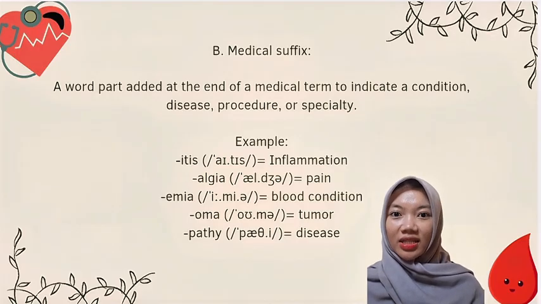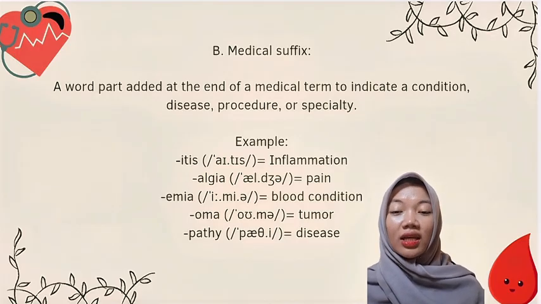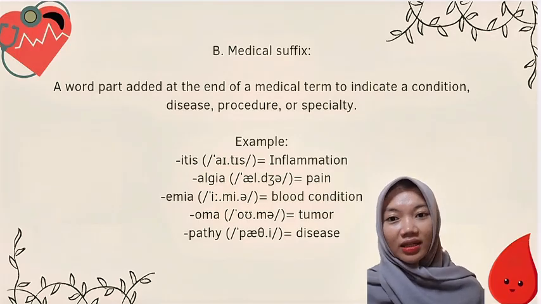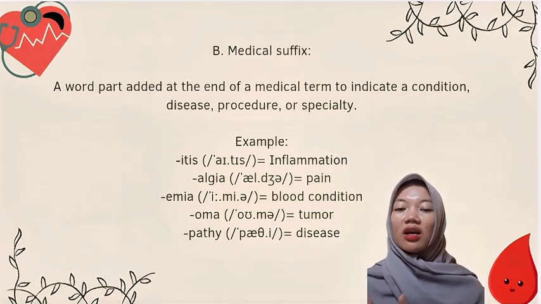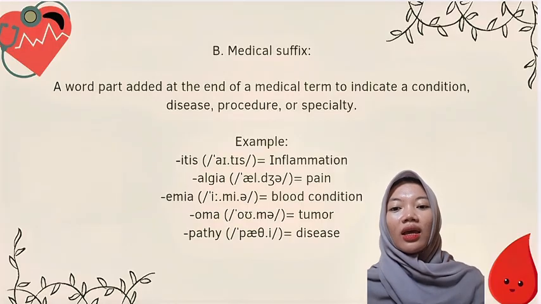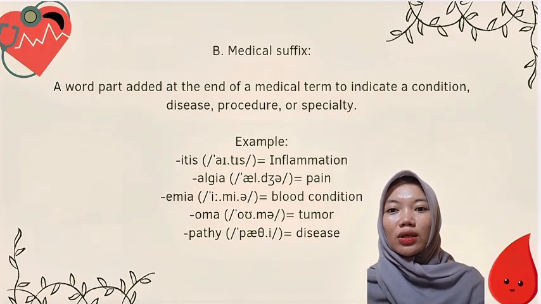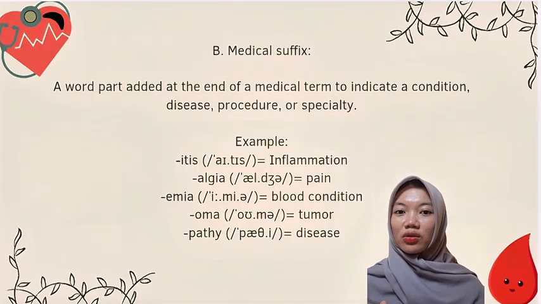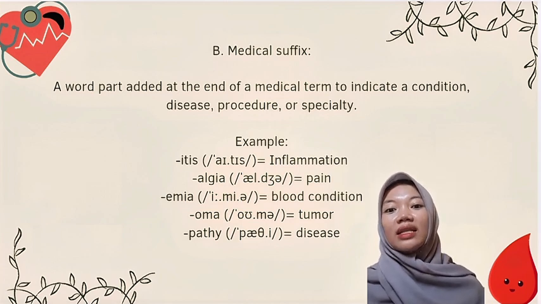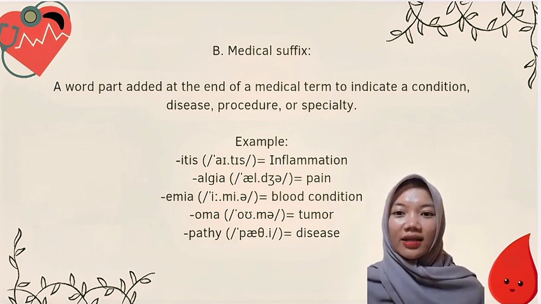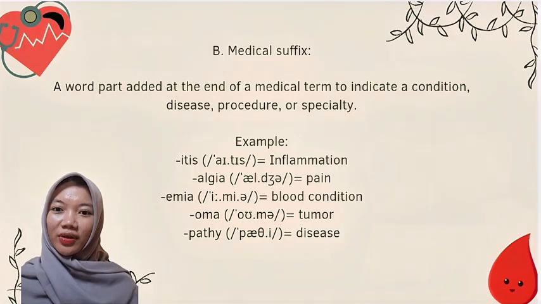Itis means inflammation. And then, algia means pain. And then there is emia, which means blood condition. The next is oma, which means tumor, and the last is pathy, which means disease. So let's look at the examples.